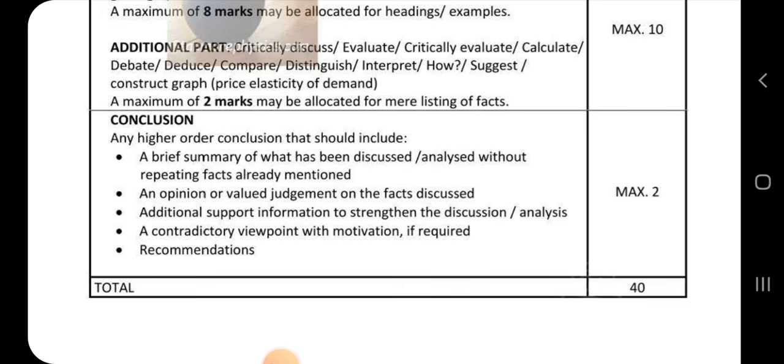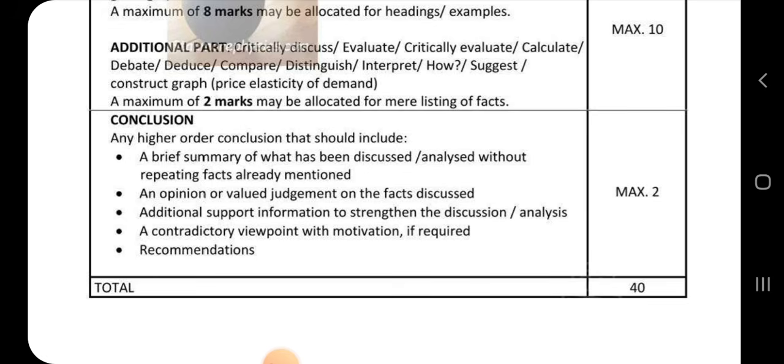Okay. So in conclusion, any higher order conclusion must include a brief summary of what has been discussed and analyzed, without repeating facts already mentioned. If you're talking about the factors of production, you've talked about it, so in your conclusion, just talk about the importance of factors of production to businesses or whatever. It's an overview and a summary without repeating what had already been stated in the body and the introduction.